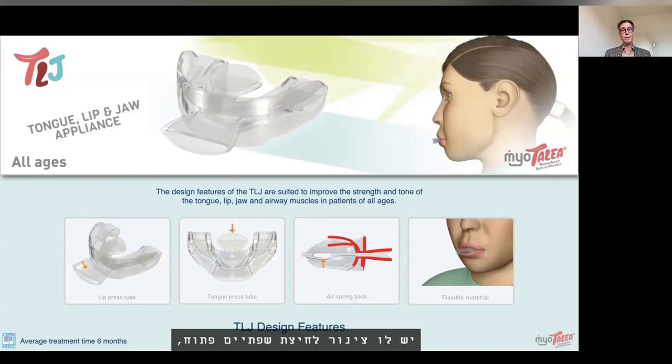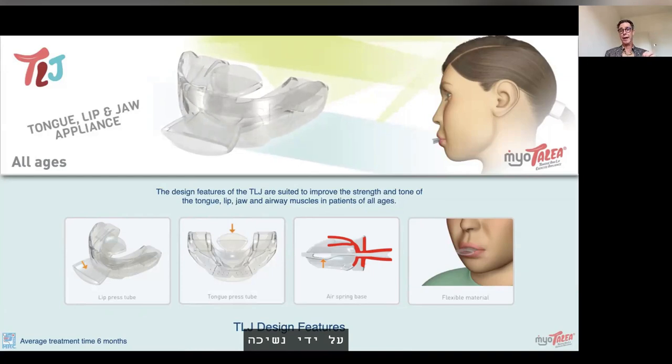It has an open lip press tube, an open tongue press tube, an air spring base, and is very flexible. So I can do lip training by closing the lip tube. I can do tongue training by closing the tongue tag, and I can do chewing and mastication training by biting and chewing on the appliance.